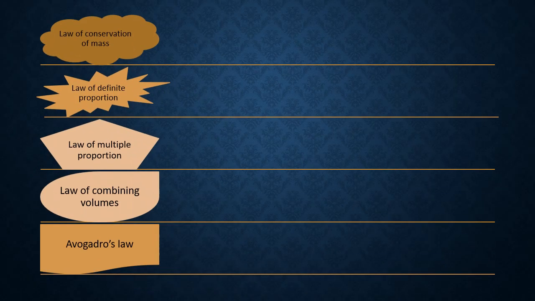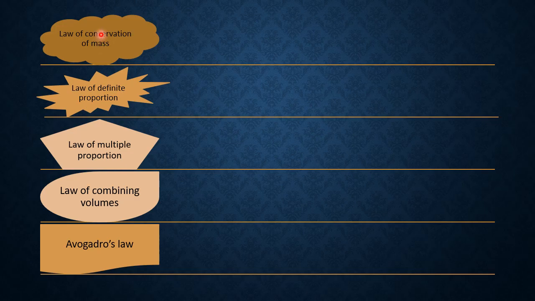The law number 1, the law of conservation of mass. Second, law of definite proportion. Third, law of multiple proportion. Fourth, law of combining volumes. And the final one is Avogadro's law. The first one, law of conservation of mass. You see, in the title only meaning is there. Mass is conserved, mass is protected, mass is maintained. Let us see the statement.